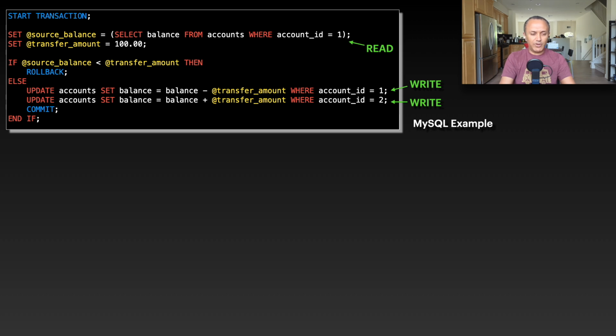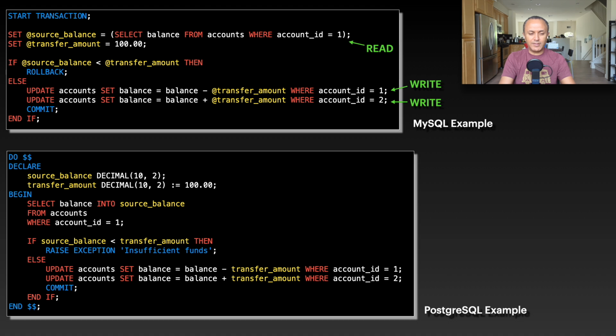If you look at Postgres, it may have some slightly different syntax. It still has begin and end. It has commit. Instead of a rollback, it's like using raising exceptions. But overall, again, very, very similar way of describing the transaction.